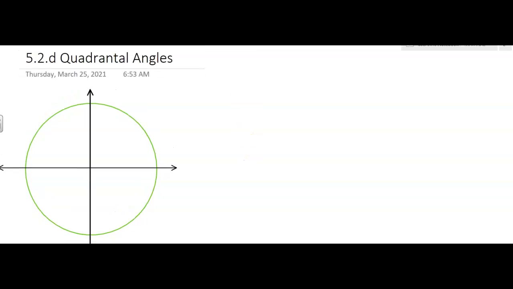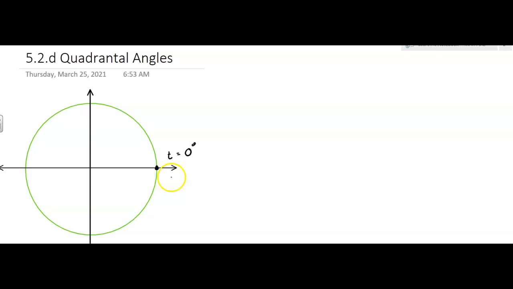Okay, so now we're going to talk about quadrantal angles. So quadrantal angles on the unit circle, you would have a point right there if your angle was 0 degrees. So this is if t is 0 radians, 0 degrees. I'll just make it degrees. We'll do it in degrees right now. And so what are the coordinates for that point?